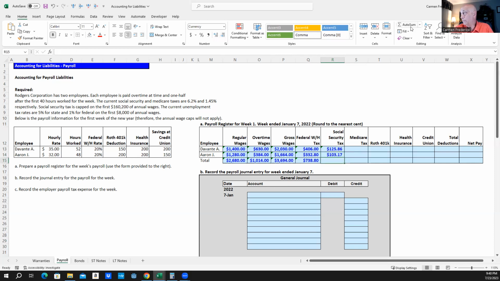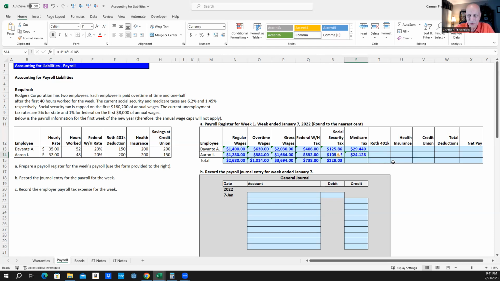So we can add those up for the total Social Security tax. Then Medicare, same thing. Your total gross pay times 0.0145. Devante's is $2,030 times 0.0145, and we want to make sure we round it to $29.44. And the same thing with Aaron. You take $1,664 times 0.0145, that's $24.13. Again, you want to make sure you round that to $24.13.